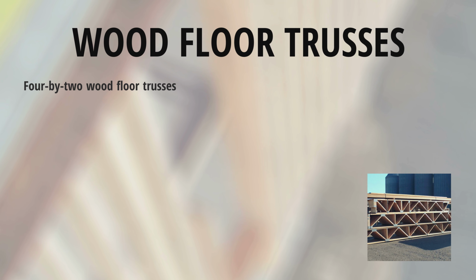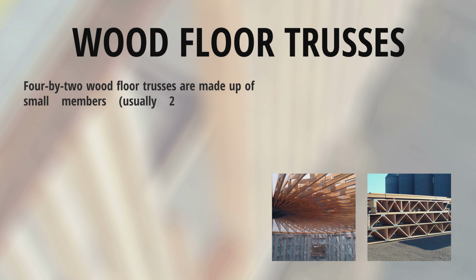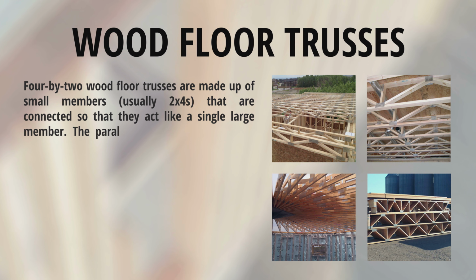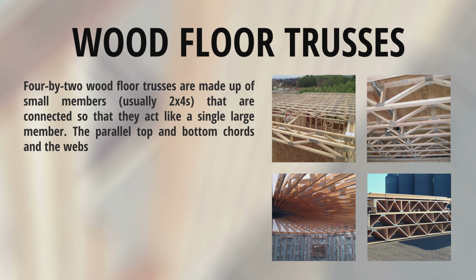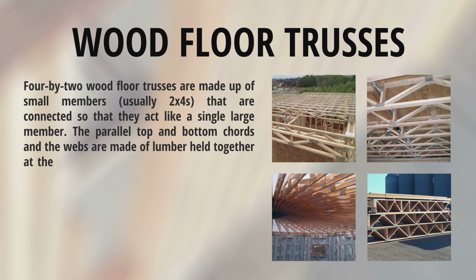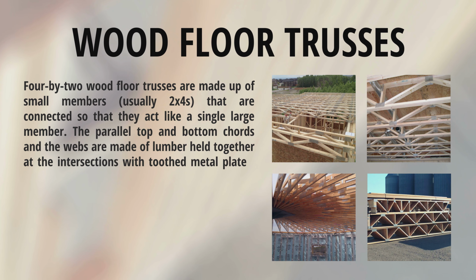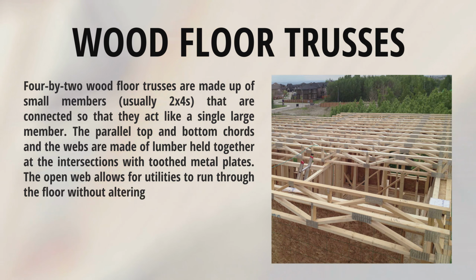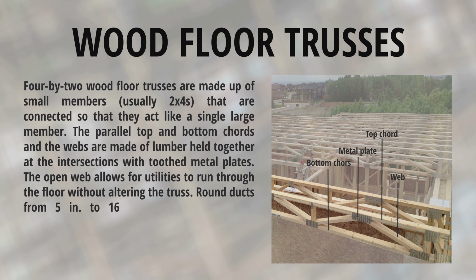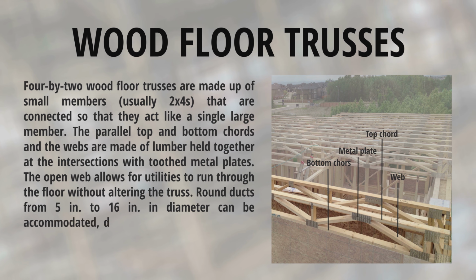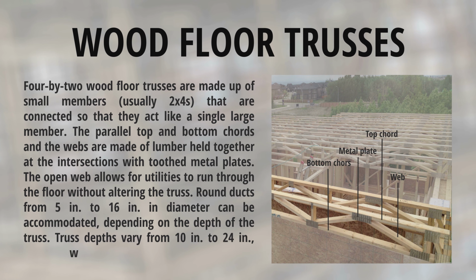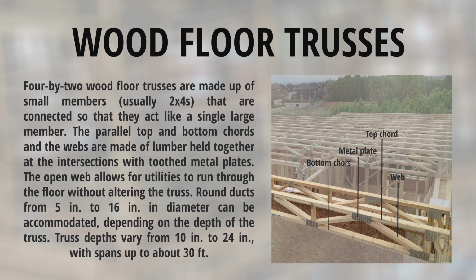Wood floor trusses. Wood floor trusses are made up of small members, usually 2x4s, that are connected so they act like a single large member. The parallel top and bottom chords and the webs are made of lumber held together at the intersections with toothed metal plates. The open web allows for utilities to run through the floor without altering the truss. Round ducts from 5-inch to 16-inch in diameter may be accommodated depending on the depth of the truss. Truss depths vary from 10-inch to 14-inch with spans up to 30 feet.